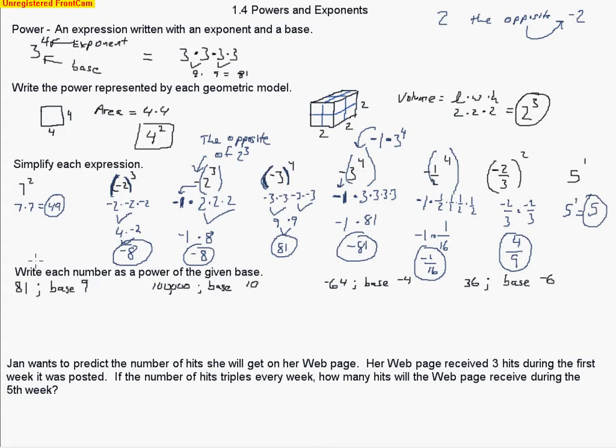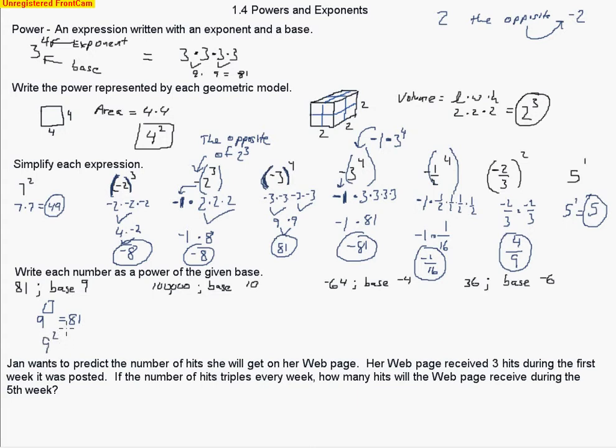Well, moving on to another set of directions. Write each number as a power of the given base. And so, in this case, they want us to come up with the power. So here we have 81. Now, this is the answer, and the base is 9. So 81 equals 9, and then to what power? That's what they're looking for. So how many 9's multiply to make 81? 9 to the second is what you're looking for.